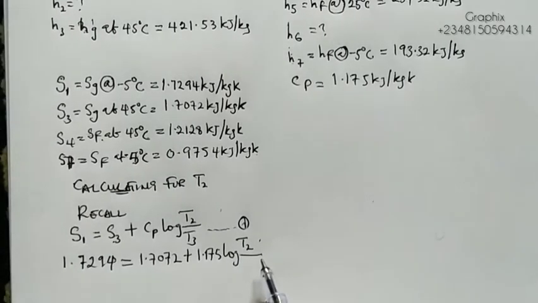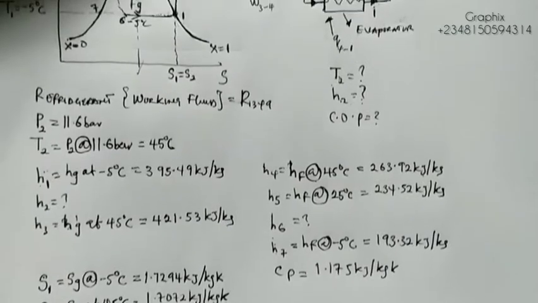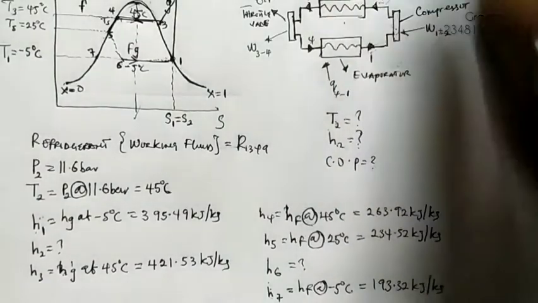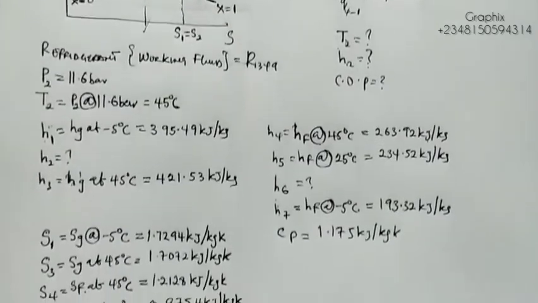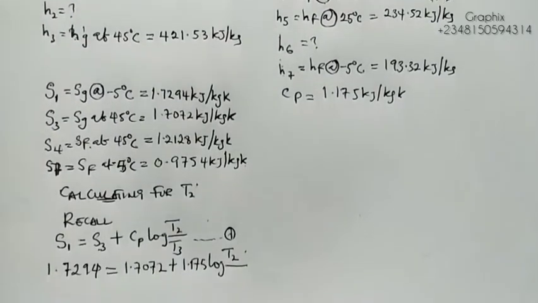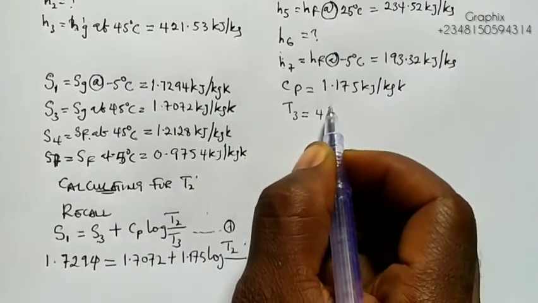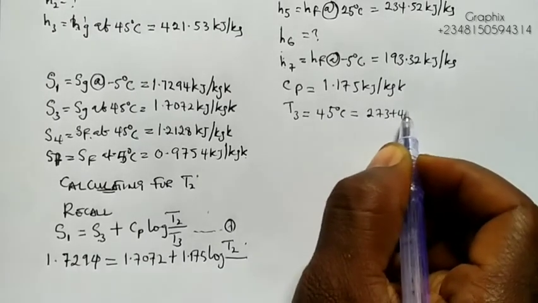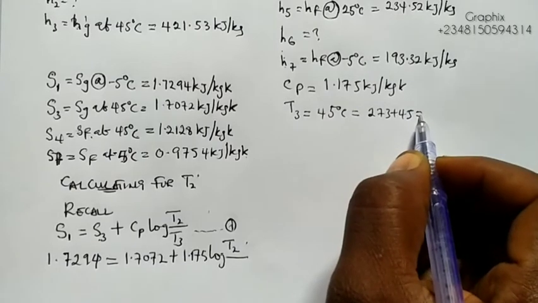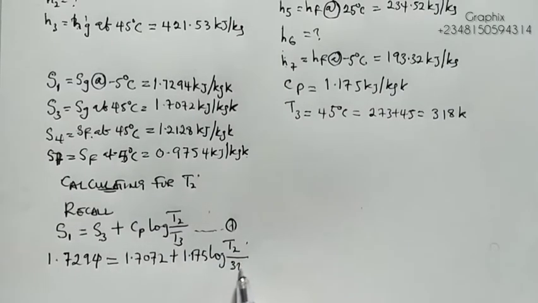Now what is T3? T3 is given to be 45 degrees Celsius. But now you're not going to use it in Celsius, you need to convert it to Kelvin, right? So T3 equals 45 degrees Celsius, which equals 273 plus 45, and that will give us 318 Kelvin. So that's what we'll be using here. So we'll place our 318 here.